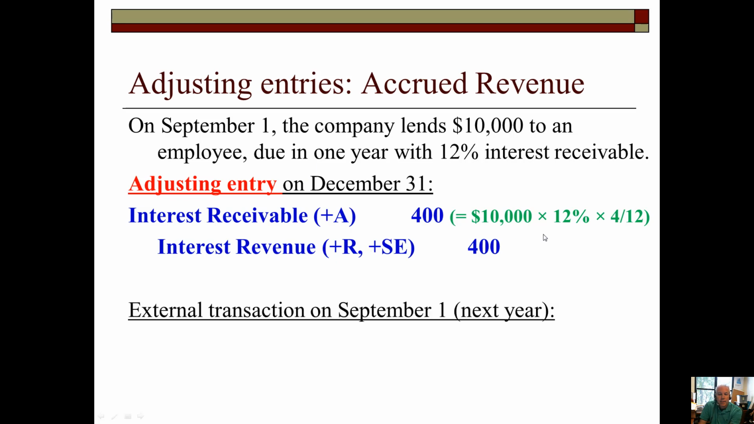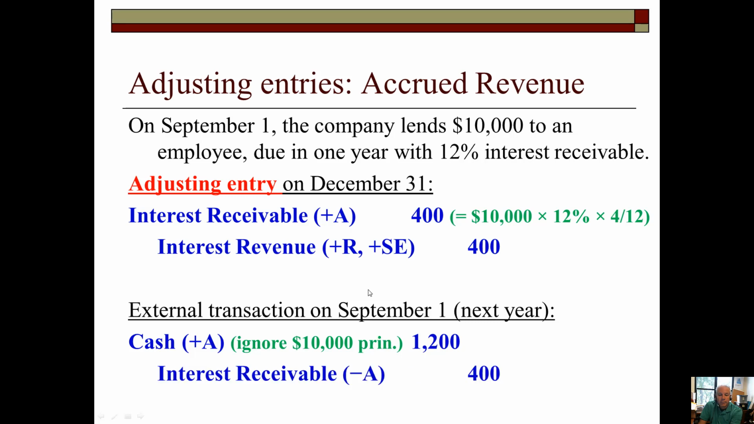Now, the external transaction, which occurs next year, is when what happens? The cash. The cash for the interest will be paid because it was a one-year note. We're going to ignore the principal for now, since we're learning the basics of these types of transactions. So just assume that all of the interest, what would be 1 year's worth of interest on the 10,000, would be the 10,000 times 12% or 1,200. It just turns out that 400 of it was earned in the prior year for the 4 months, and the remainder is earned in the following year.